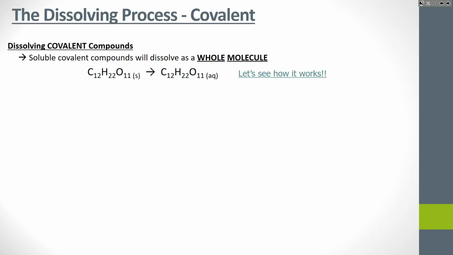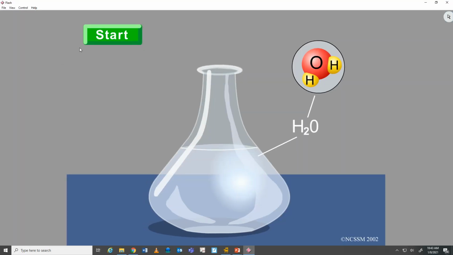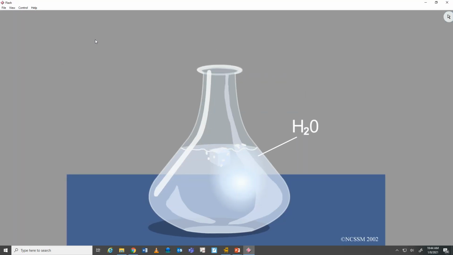So if I ever ask you to write a dissociation for covalent, you can't, because there is no dissociation. The solid just becomes a liquid, or I should say aqueous, and we'll talk about that in just a second. So I'm going to show you what this looks like in terms of dissolving some sugar. Same idea, same system, same white chunk of stuff going in, but instead of salt this time, it's sugar.